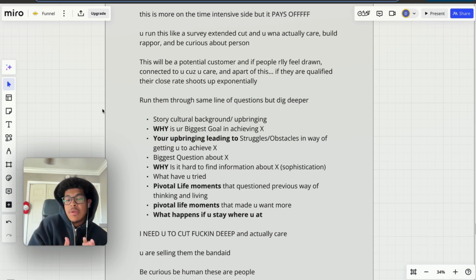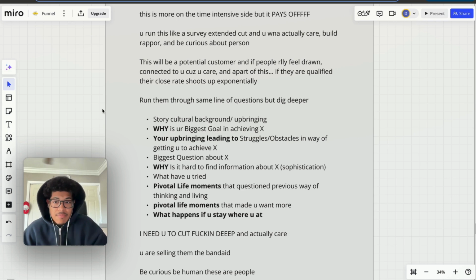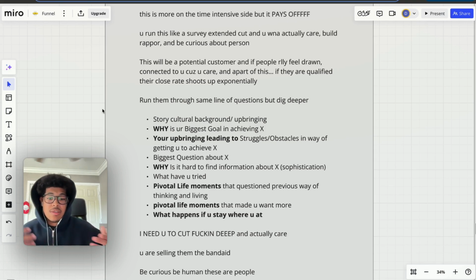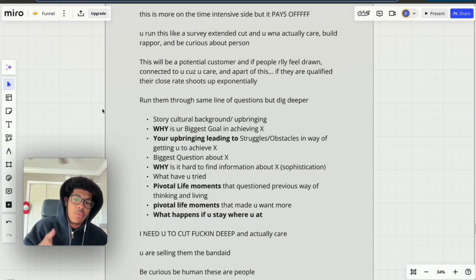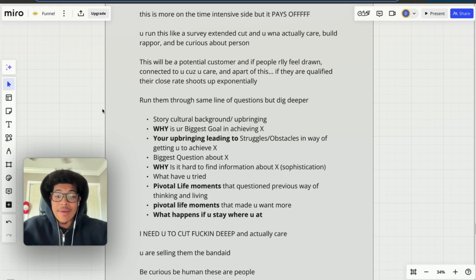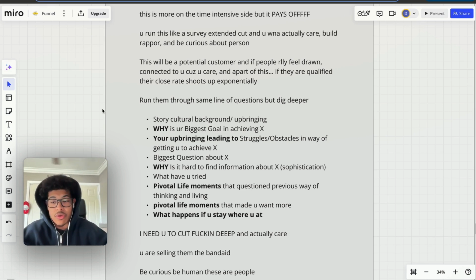Pivotal life moments that made you want more, like, oh, I didn't have this, or oh, I had this. Pivotal life moments, they go deep, right? Or my family situation, this, that. What happens if you stay where you're at? I need you to cut deep and actually care, right? Be curious. This is not a sales call, right? You have nothing to sell right now. This is just being curious, because this is where you're going to get the best information, and this is where you're going to build the best rapport.